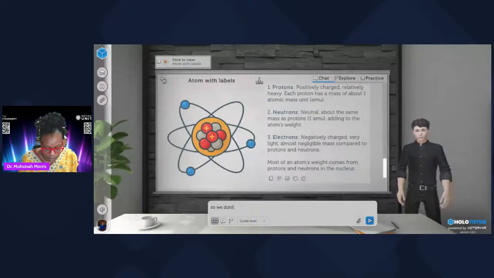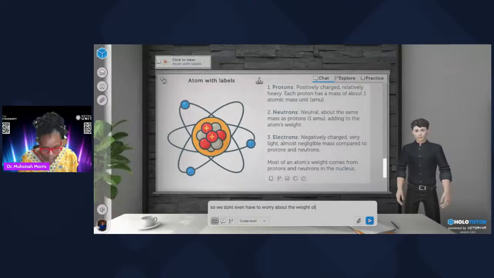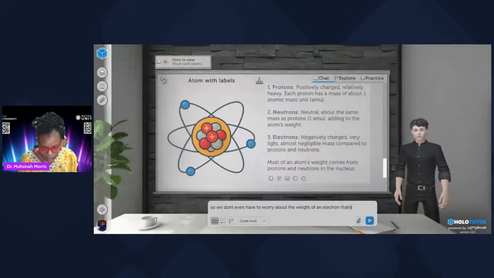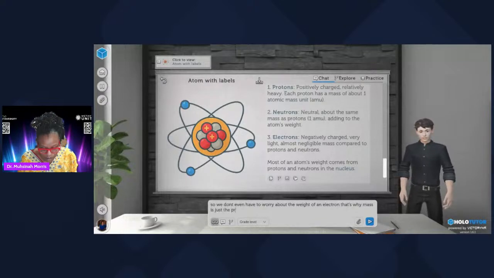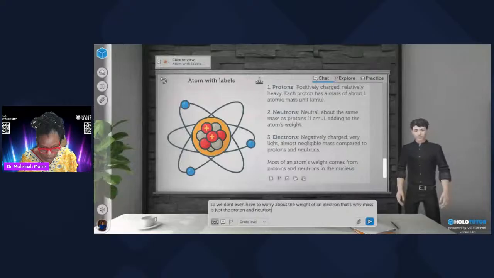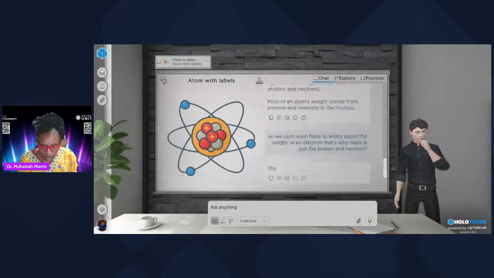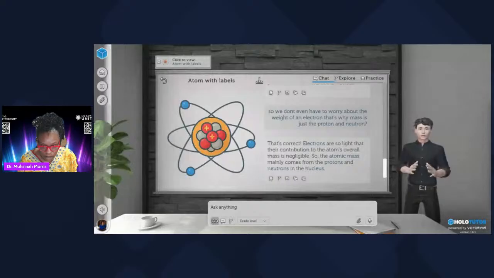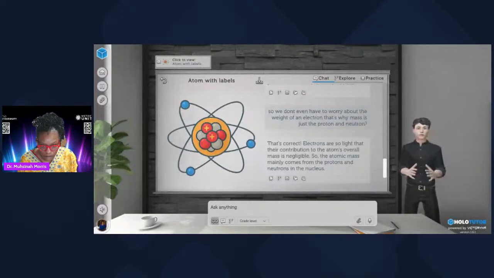So we don't even have to worry about the weight of an electron. That's why mass is just the proton and neutron. That's correct. Electrons are so light that their contribution to the atom's overall mass is negligible. So the atomic mass mainly comes from the protons and neutrons in the nucleus.